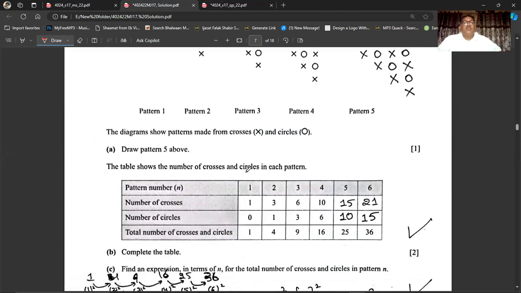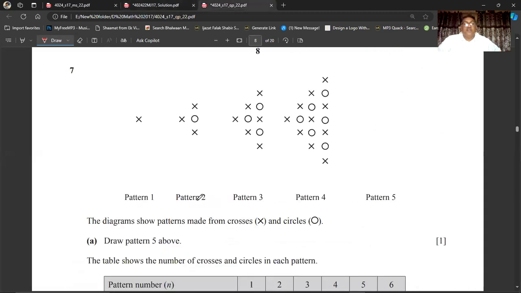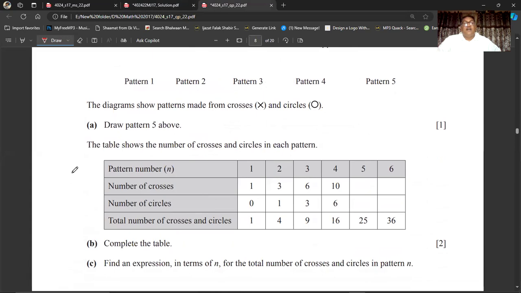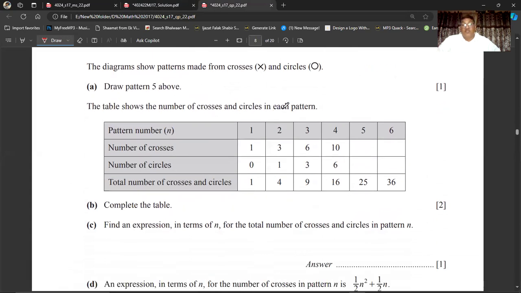Okay, then the next question they are asking is, A part, the table shows the number of crosses and circles in each pattern. Pattern 1, pattern 2, pattern 3, pattern 4, pattern 5, pattern 6. Here are the number of crosses, 1, 3, 6, 10. Here they have added 2, then 3, then 4, then they will add 5, then they will add 6. Then you have the number of circles, it is 0, 1, 3, 6, and it goes on.